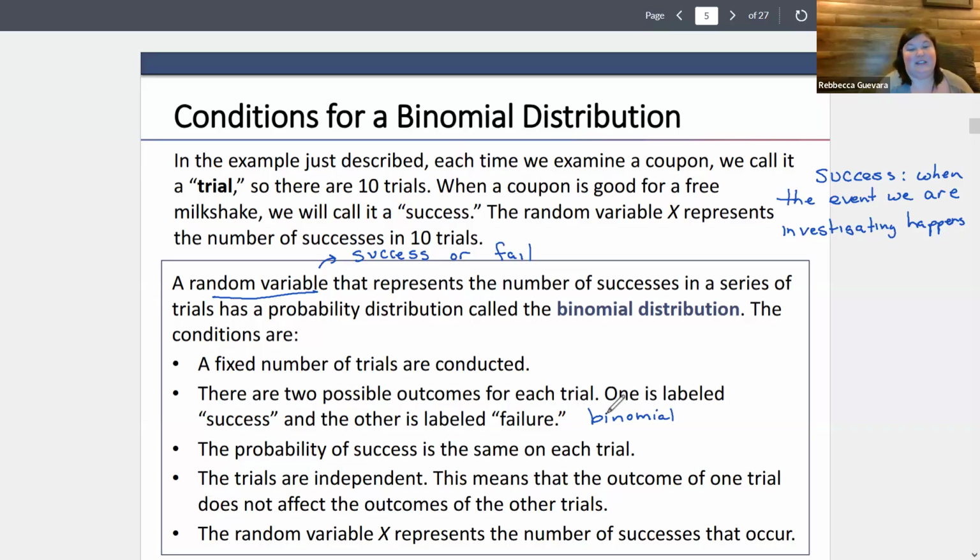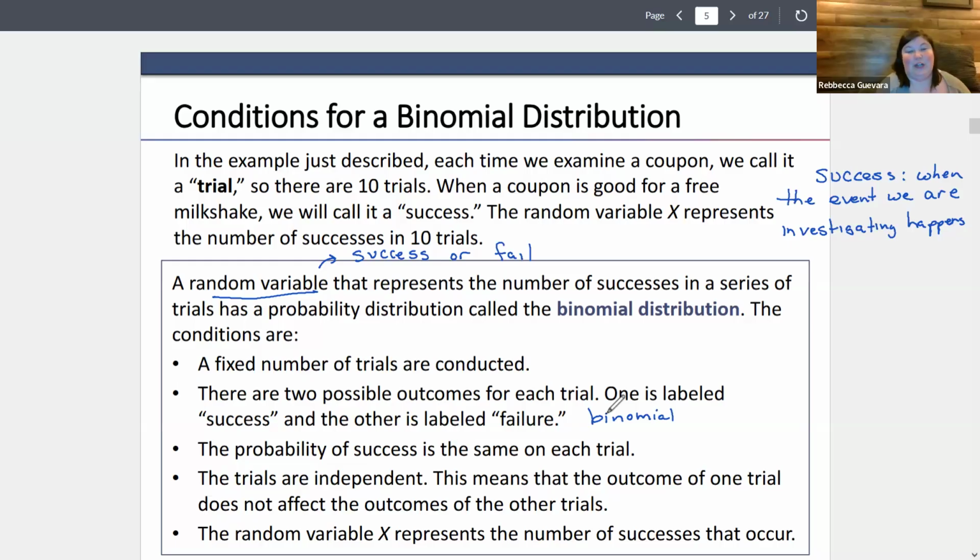The probability of success is the same in each trial, so it doesn't change from trial to trial. As far as the coupons go, each person, when they grab a coupon, should have the same probability of winning. Now, if you're talking about drawing cards without replacement, then each time you draw a card, the probability of the next card changes. So that is when we don't have the probability of success being the same on each trial.